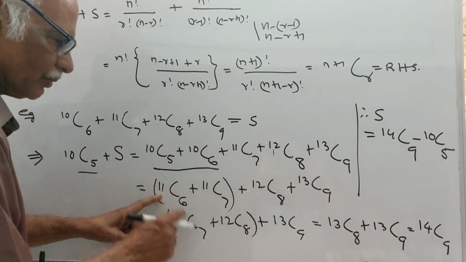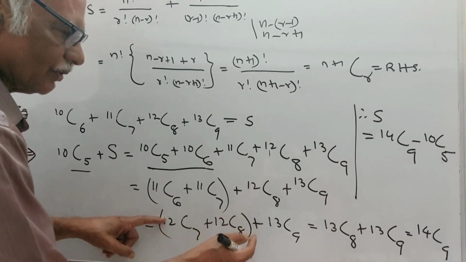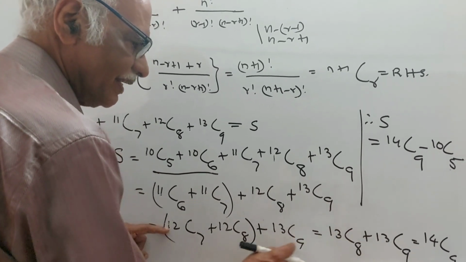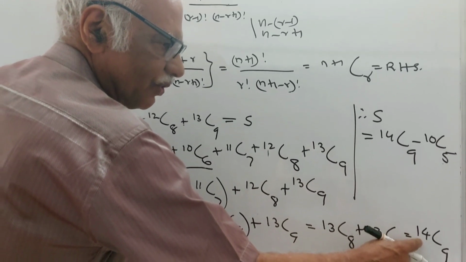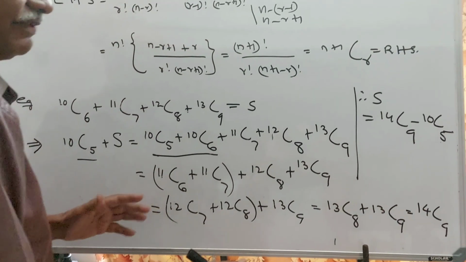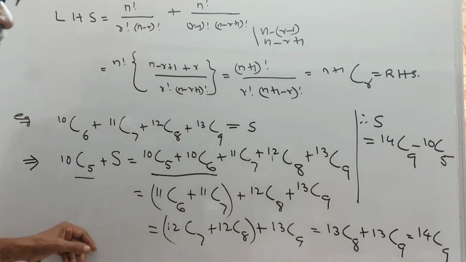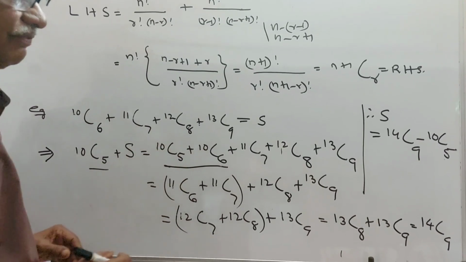That will go to 12C7 plus 12C8. It will go to 13C8, and finally 13C8 plus 13C9 produces 14C9. Now net effect, S will be 14C9 minus 10C5. So try to understand how combinational terms can be simplified.